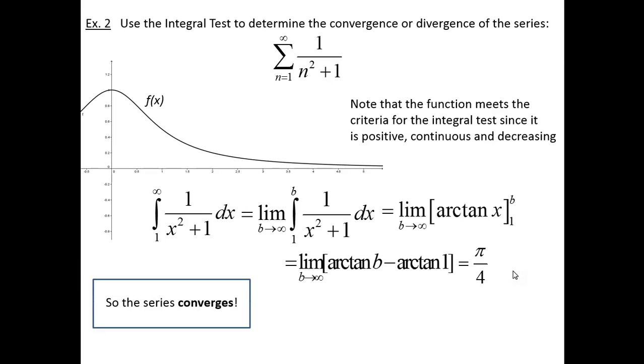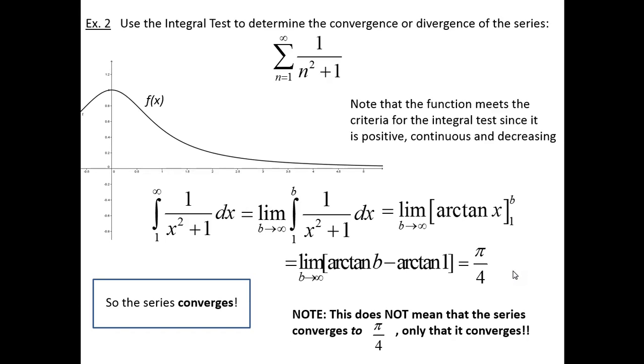Now, one really important point here I want to make. This does not mean that the series converges to pi over 4. In other words, the infinite sum for this series is not pi over 4. In fact, we don't know what the infinite sum is for this. There's very few series we're going to work with where we can actually calculate the infinite sum. Usually, if that's the case, it's either geometric or telescoping. But what this tells us is that the series converges. The improper integral converges to pi over 4, and that's nice, but that just tells us that the series converges. We can't say it converges to pi over 4. It's a really important point, so make note of that.